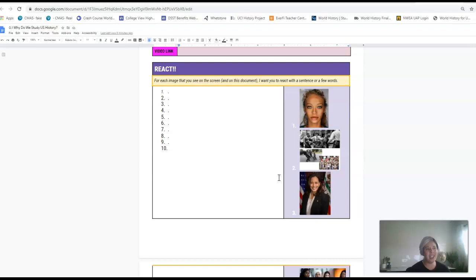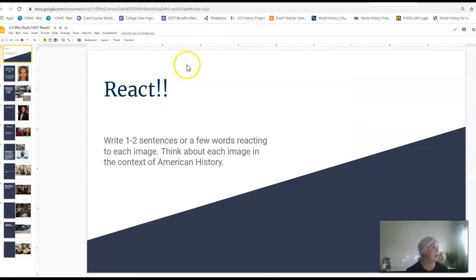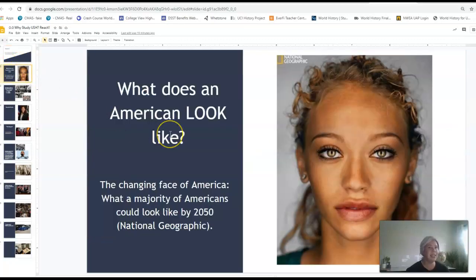And I want you to react with a sentence or a few words while thinking about how this helps us better understand U.S. history. So what about this image suggests that we should study U.S. history? So our first image, here it is, React. Think about the context of American history. The first one is this image here.